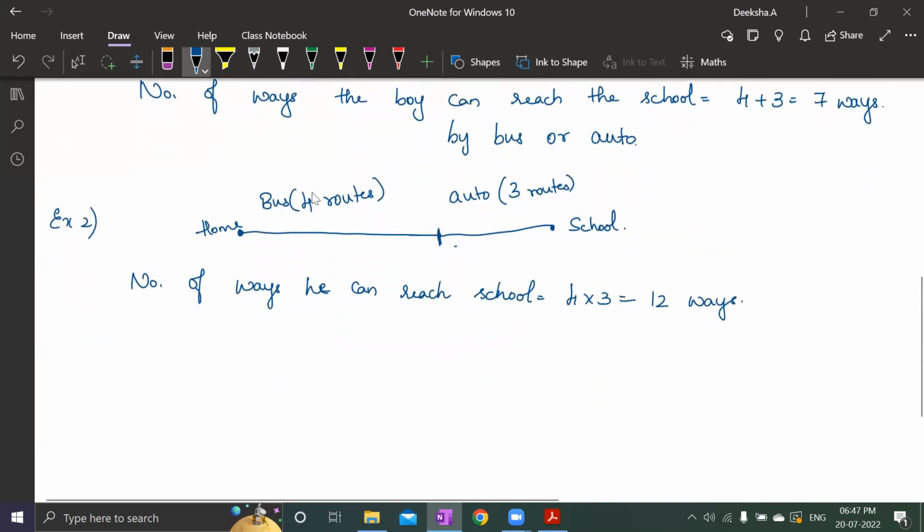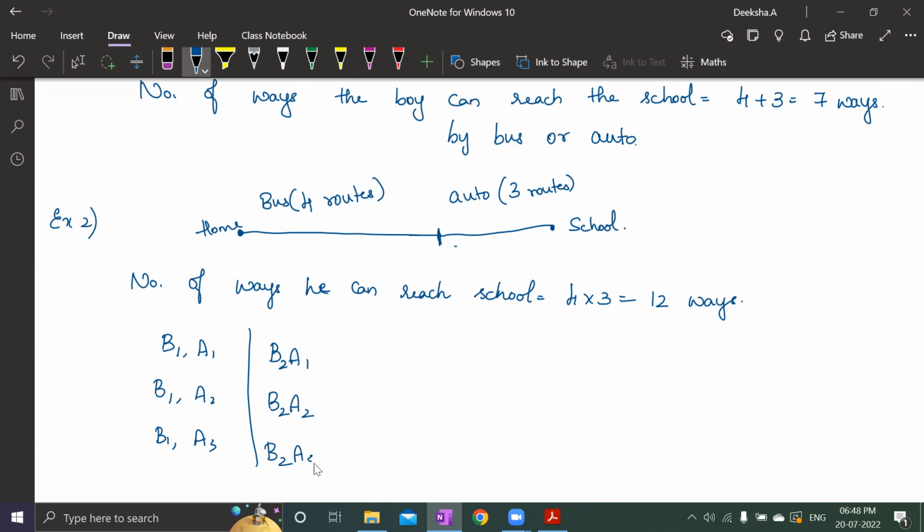So what is this 4 into 3, 12 ways? What does it mean? Let us assume these 4 routes are B1 to B4 and these 3 auto routes are A1 to A3. He can go by bus 1 and then auto 1, or bus 1 and auto 2, or bus 1 and auto 3. Or he can choose bus 2 with auto 1, or first go by bus 2, then auto 2, or bus 2, then auto 3. Understood, no? So like this, three different auto routes he can choose for every bus route.